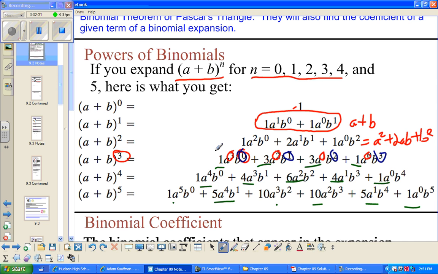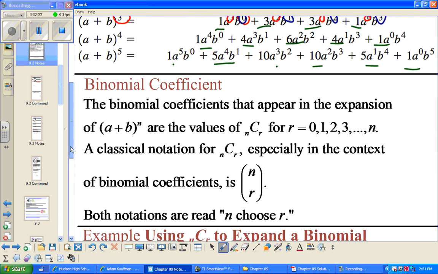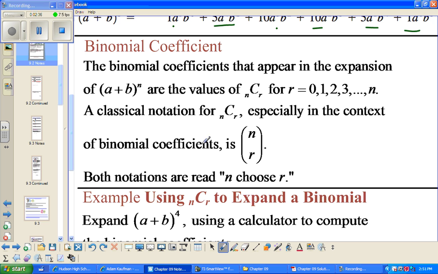Where those numbers come from has to do with the binomial coefficient. A nice way of getting that binomial coefficient is to use what we learned about combinations. When we have a binomial a plus b to the n, the coefficient that we need to use is found by taking whatever n is and then having the r be 0, 1, 2, 3, all the way up to n.